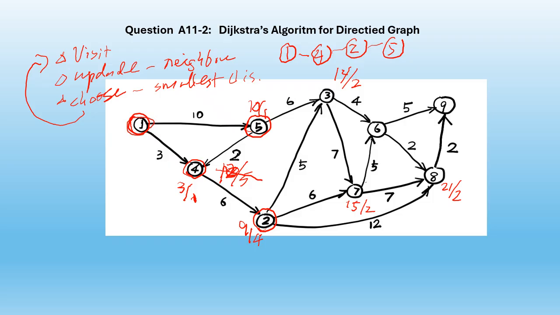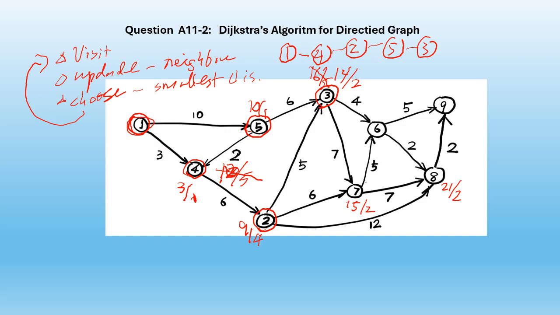And then 10 plus 6, you get 16 through 5 for 3. But again, it will not beat 14 over 2. So then you discard it, but you explore anyway. So then 5 is visited. Now you choose the next visit. We have 14, 15, 21. So what do you do? You choose 3 to visit, because 14 is the lowest.